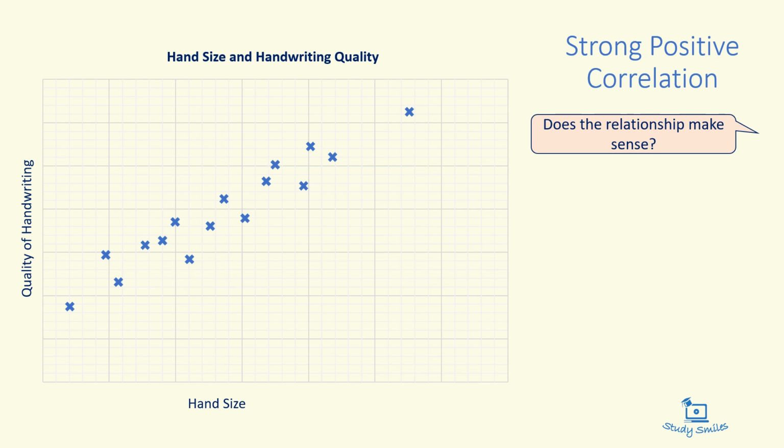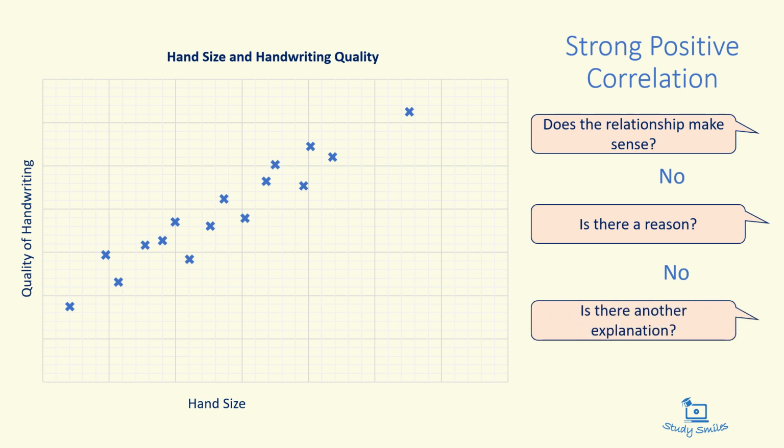Does the relationship between the two variables make sense? Does a bigger hand size always mean better handwriting? Does a small hand always mean worse handwriting? No, this relationship doesn't really make sense. Secondly, is there a reason why one variable would cause the change in the other variable? Why might hand size cause change in quality of handwriting? No, there isn't really an obvious reason for this.